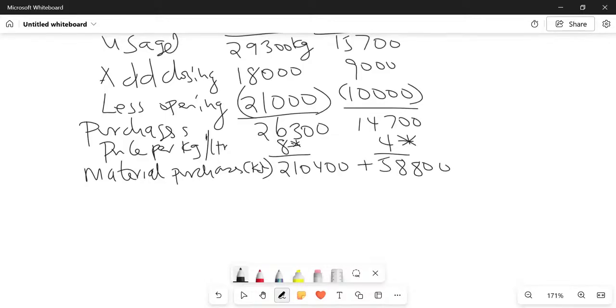At times the examiner may want the total amount to be paid. Total purchases amount. Please add the two. At times the examiner may want the total for them to know how much you give to the person who is going to shop for the materials. 210,400 plus 58,800, which then will end up giving us 269,290. Thank you so much. All right.